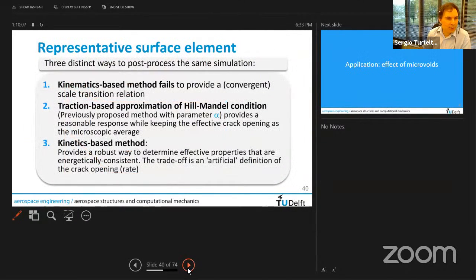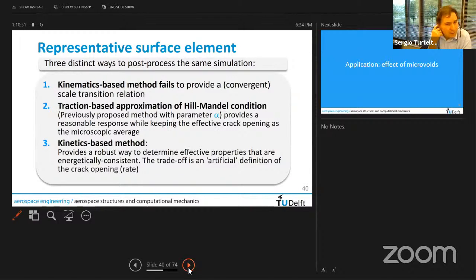So at least to wrap this part up, which I will not talk about the last part because of time, the conclusions that we found from this analysis is that this kinematic space method should not be used. That was number one. The traction-based method, which was an approximation of the Hillman-Dell condition, the very first one that I indicated, does a reasonable job if you find a parameter alpha that works, but it has the caveat that it does not provide you satisfaction of the Hillman-Dell condition.